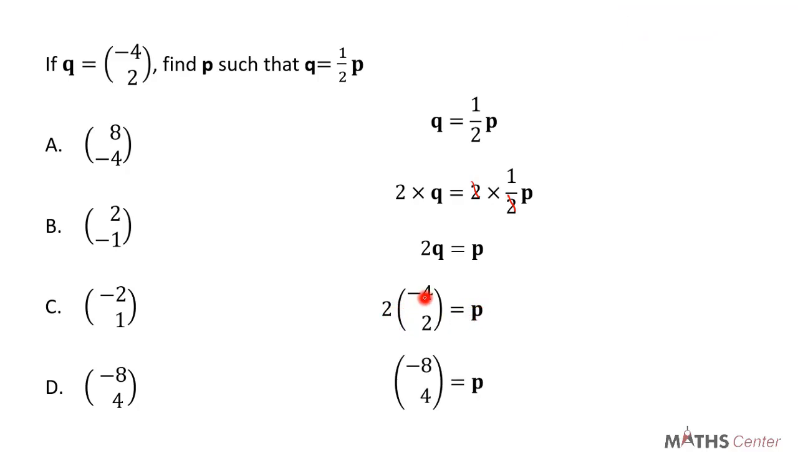2 times negative 4 will give us negative 8, and 2 times 2 will give us 4. So you have P is equal to (-8, 4). When we look through the options, we can see that the correct option is D.